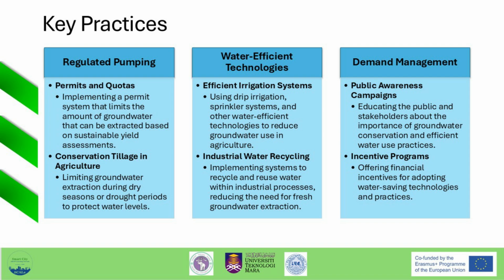Efficient irrigation systems use drip irrigation, sprinkler systems, and other water-efficient technologies to reduce groundwater use in agriculture. Industrial water recycling has systems to recycle and reuse water within industrial processes, reducing the need for fresh groundwater extraction. The last key practice is demand management.